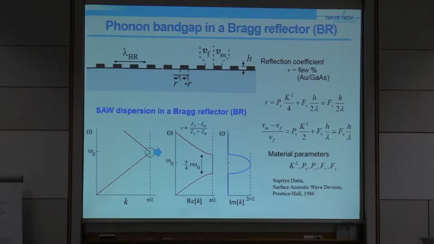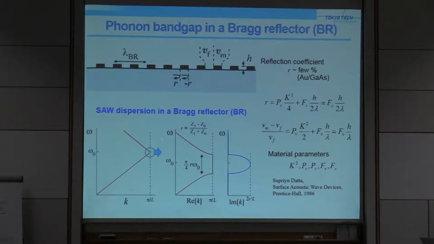In our case, we used a metal array patterned on the gallium arsenide surface. The typical reflection coefficient at the edge of the metallized region is just a few percent. Of course, if you increase the height, a larger reflection coefficient is expected. But if you make 100 pairs, then the total reflection coefficient of the Bragg reflector becomes close to unity. So you can make quite a nice Bragg reflector.